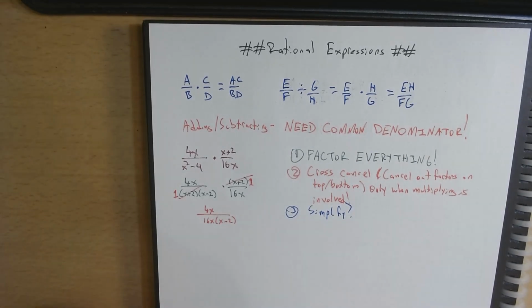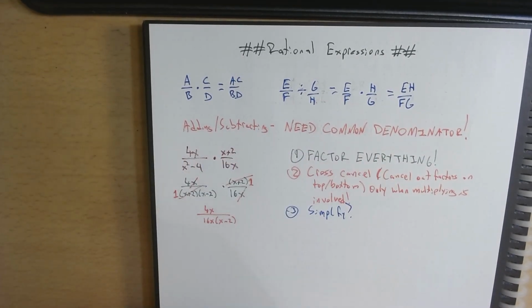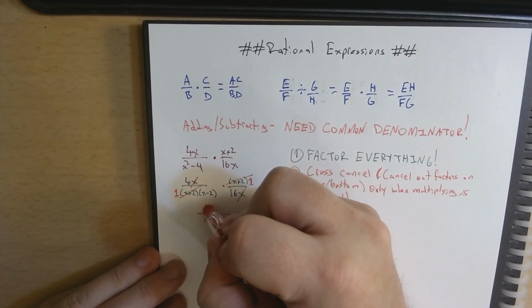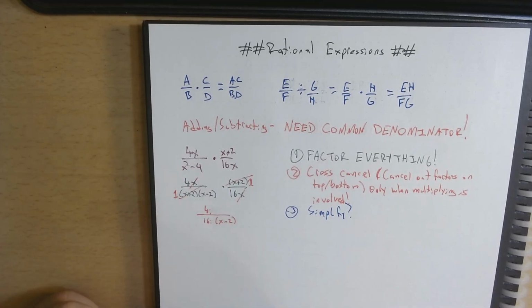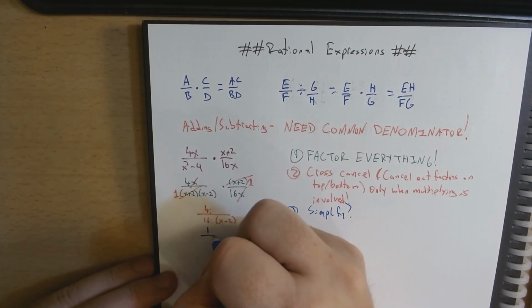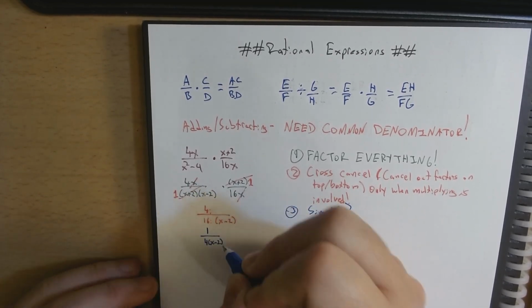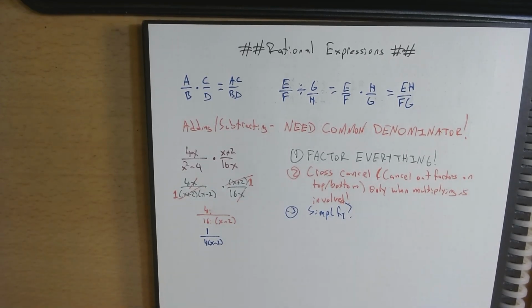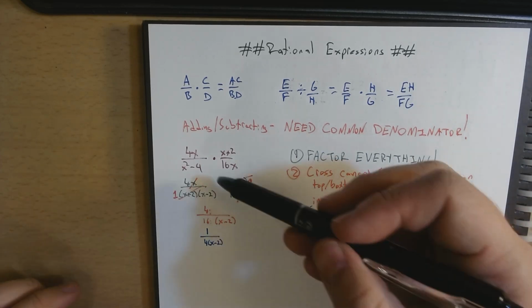Actually, what I should have done also is, this is an x and this is an x. So really we just have 4 over 16. I was just going to do that at the end, but it makes more sense to do it then. 4 over 16 reduces to 1/4. So then you just get 1 over 4 times x minus 2. And that's your answer. So you're literally just following these steps every time when they're multiplying.